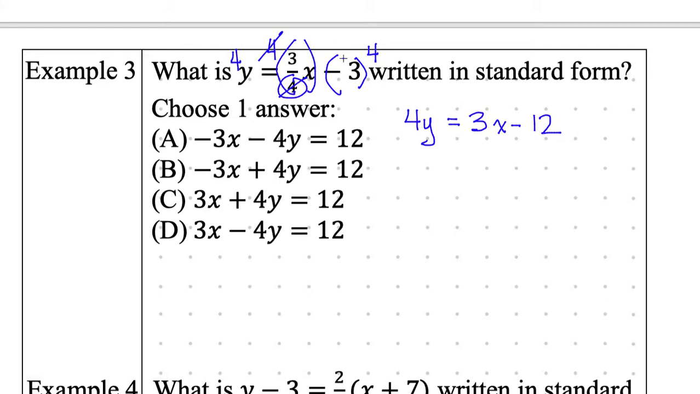You have to do it to every single part. 4 times y is 4y. 4 times 3/4, the 4's cancel out, and I'm just left with 3. And then 4 times -3 is -12. And then from there, you're just kind of rewriting it.